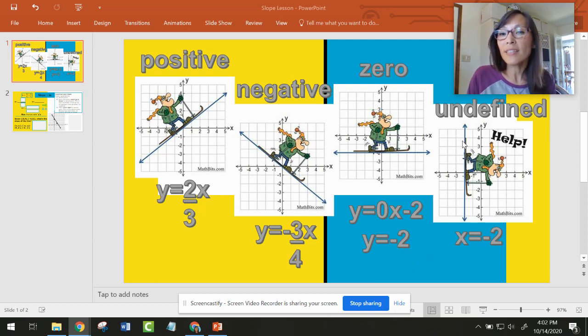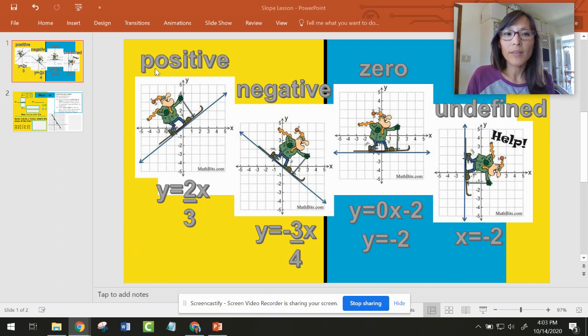And then the last kind of slope that we could possibly have is a vertical line, and that is called undefined. In this case, x is equal to -2 because the coefficient of y is zero. And we call that undefined because we don't know what's happening at that point. We don't know if it's increasing or if it's decreasing.